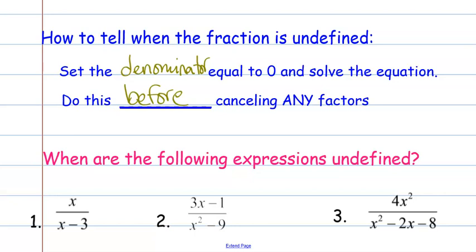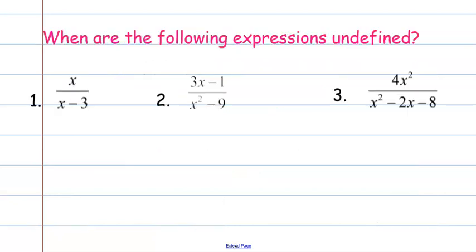Okay. When are the following expressions undefined? So, pretty simple. You just take the bottom, so x minus 3, and you set it equal to 0. And then you solve for x. In this case, pretty simple. Just add 3, you get x equals 3. So at 3, it's undefined. Makes sense. 3 minus 3 is 0, and that's what would be the bottom if we plug the 3 in.